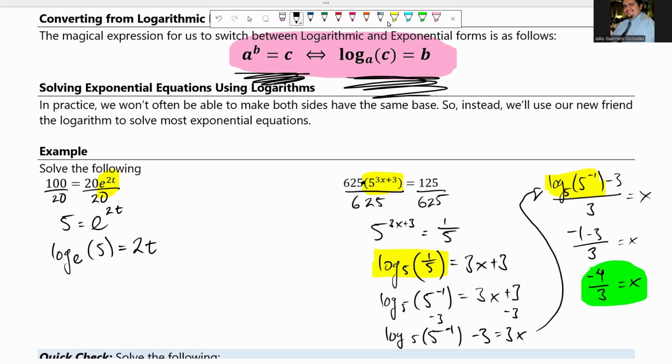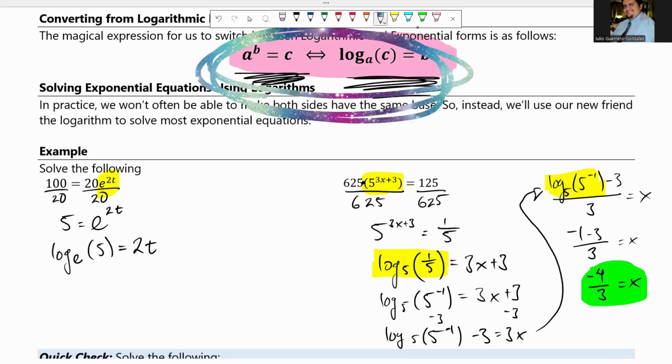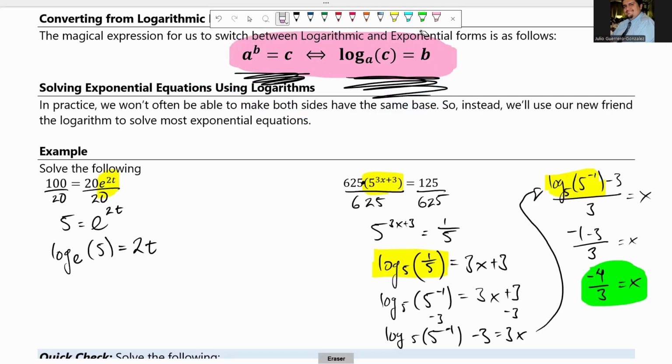That is just me using that thing. And then from here, I need t by itself, so I can divide by 2. And if you remember from the previous section, a log base e is equivalent to just ln. So I can do ln of 5 divided by 2. We are done.